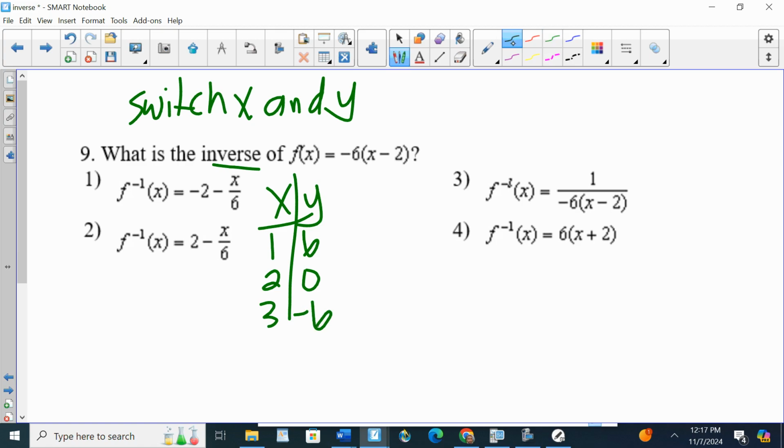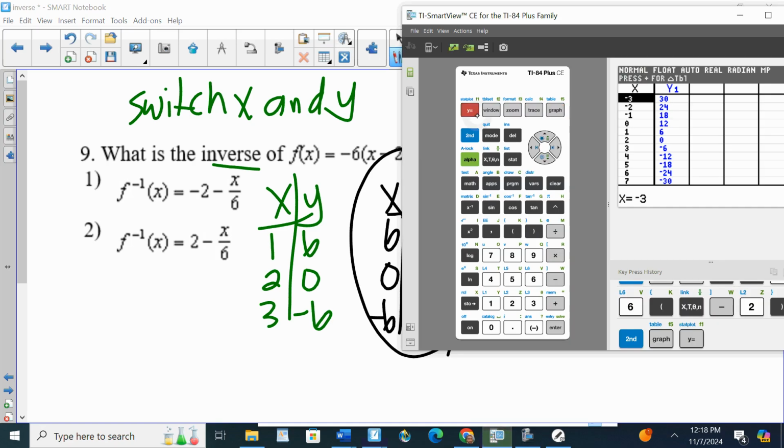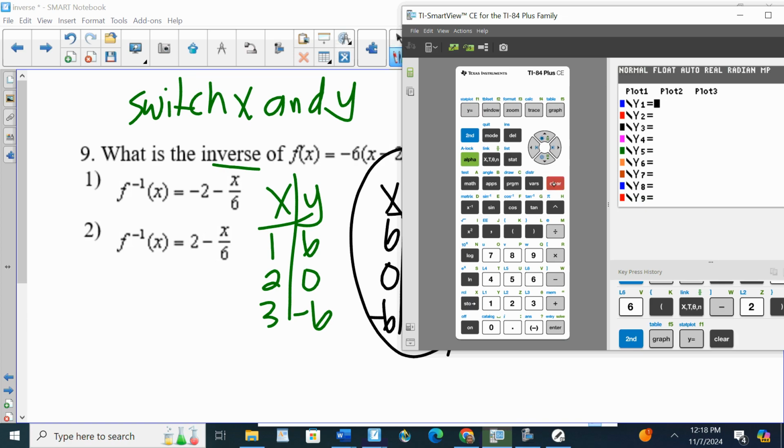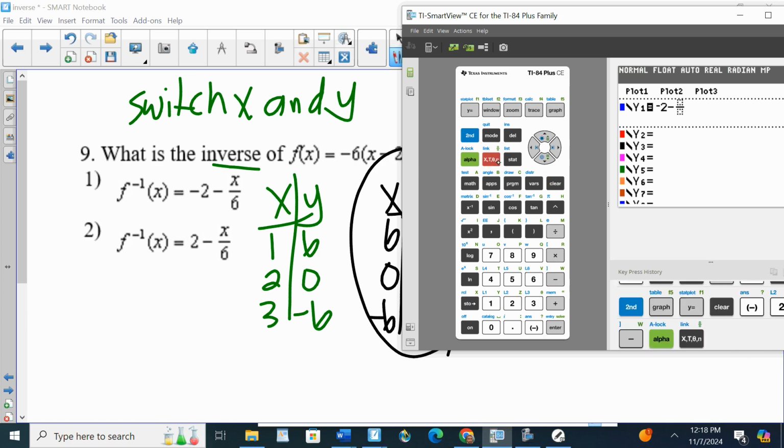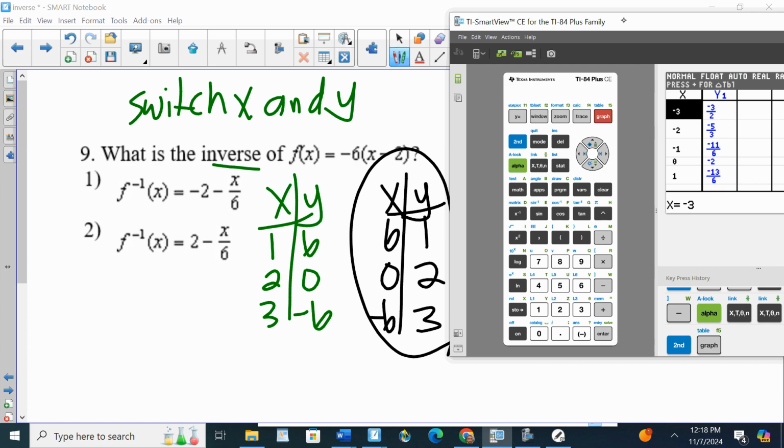Since inverse means switch x and y, I'm going to switch x and y. 1, 6 becomes 6, 1. 2, 0 becomes 0, 2. 3, -6 becomes -6, 3. That's the table I'm looking for. I go to each choice. I start with choice 1. I look at my table. I'm looking for 6, 1; 0, 2; and -6, 3.